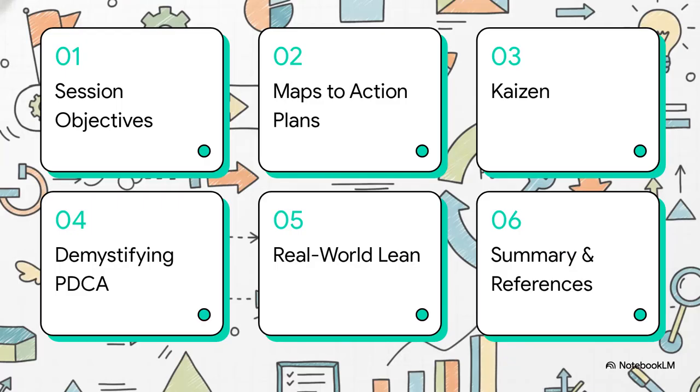Here's our agenda for today's explainer. We'll start with our session objectives, move from maps to action plans, dig into Kaizen and incremental improvement, demystify the PDCA cycle, look at some real-world lean interventions, and finally wrap up with a summary and key references.